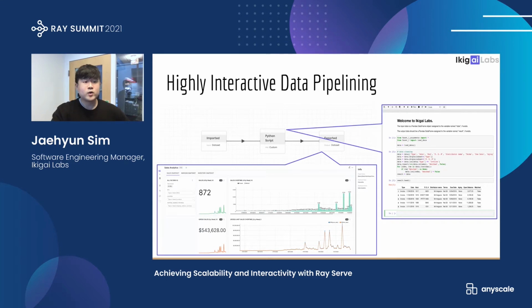Next, we wanted to achieve highly interactive data pipelining. In a traditional ETL pipeline, it is really hard to see intermediate data sets. We let users interact with intermediate data through a variety of mediums. For example, a user can code on the fly with a Jupyter Notebook at each step of the pipeline, or simply view how the data looks with dashboards and charts.